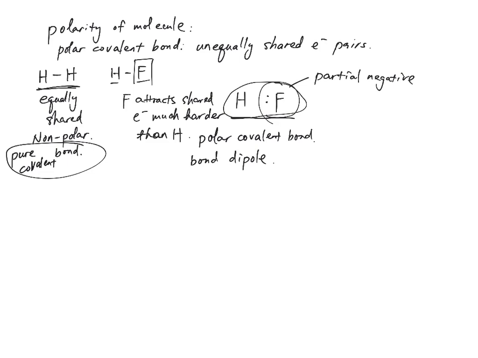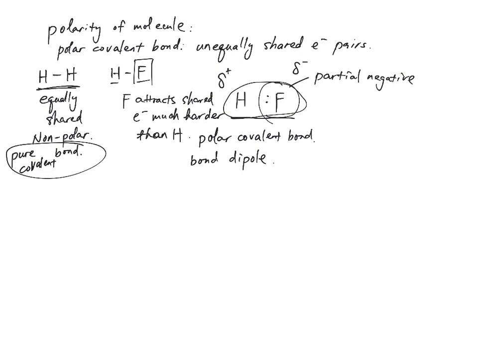It's not a full negative charge, but the electron is going to be so much more accumulated on the fluorine end, so you have a partial negative charge, and we use delta negative to represent it. And the hydrogen end is going to be so much electron deprived, we say it has a partial positive, and we use delta positive to represent it.